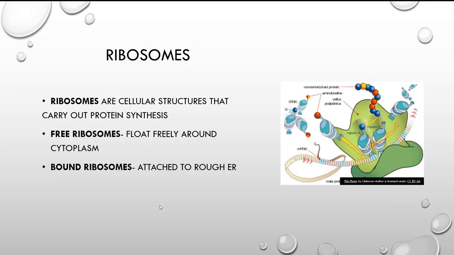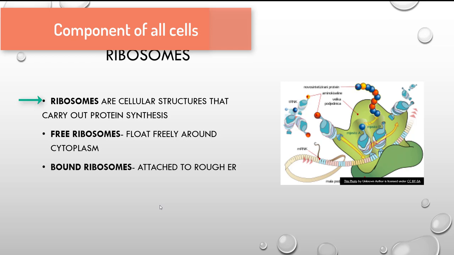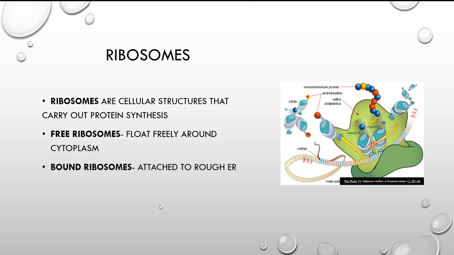And then our ribosomes. So we're already familiar with ribosomes because all cells have ribosomes. Those are our little protein factories. So they carry out protein synthesis. Now, you don't really need to know anything on that slide, especially since it looks very complicated and isn't really readable.